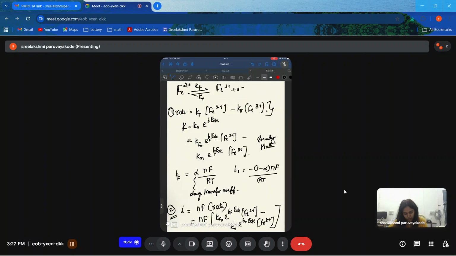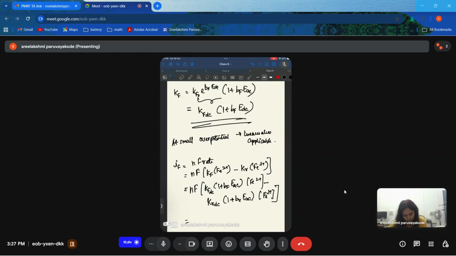So I already know. I'm going to rearrange it, nF, just rearrange it and open the bracket. kfDC Fe2+ bf EAC Fe2+ minus krDC Fe3+ br EAC Fe3+. This is the entire thing.